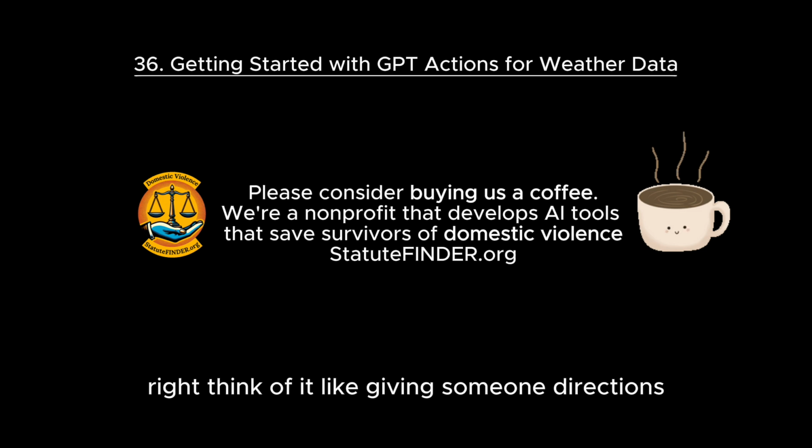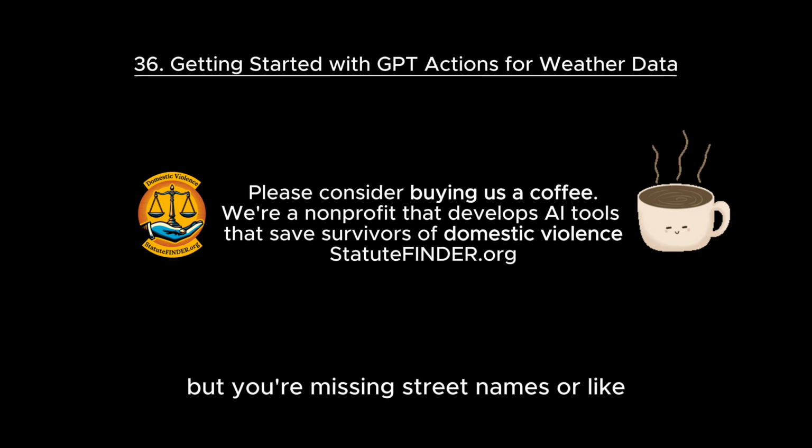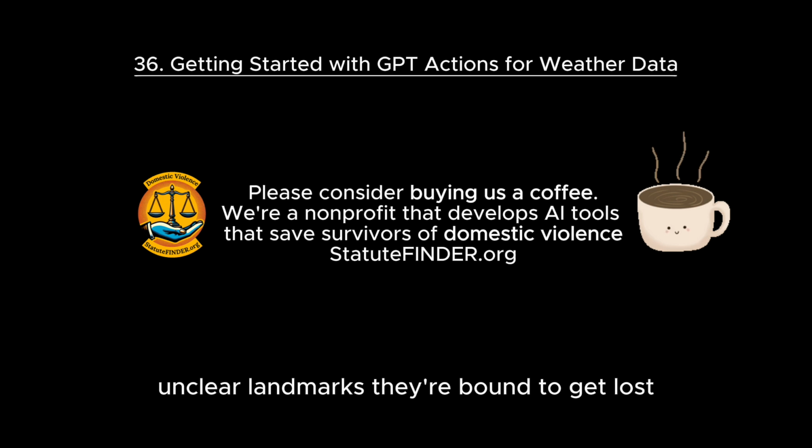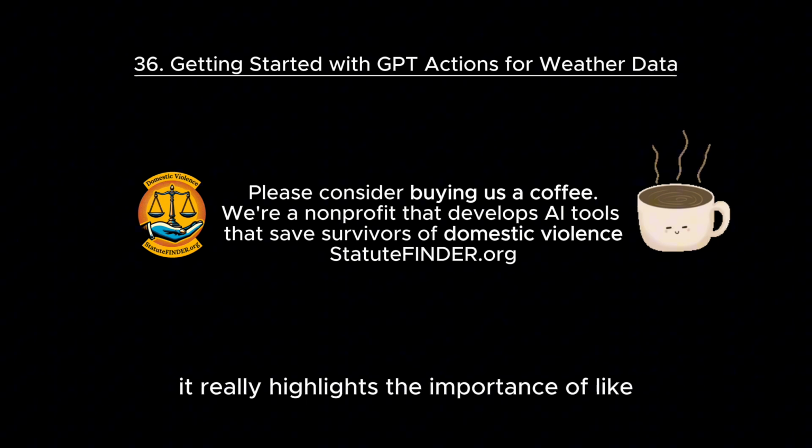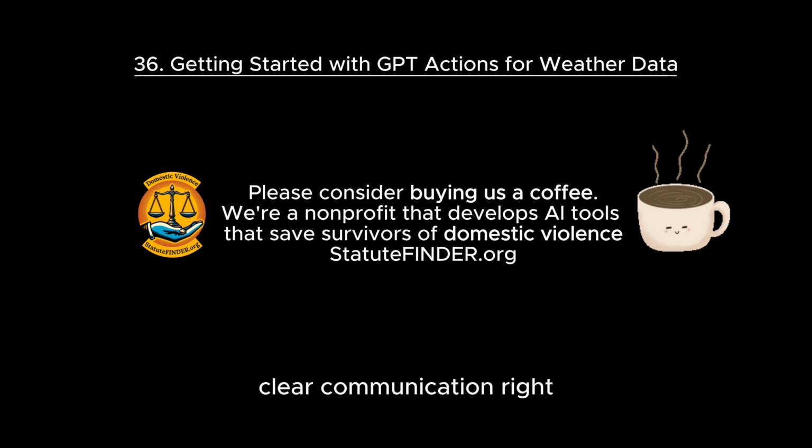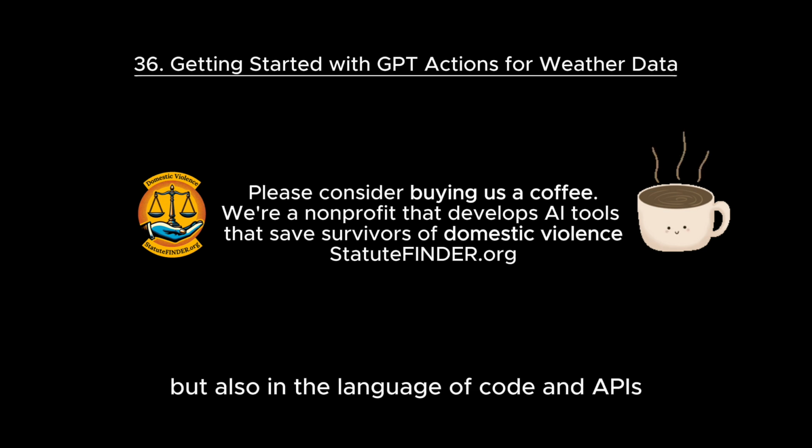Think of it like giving someone directions, but you're missing street names or unclear landmarks. They're bound to get lost. That's a great analogy. It really highlights the importance of clear communication, not just in human language, but also in the language of code and APIs. You got it.